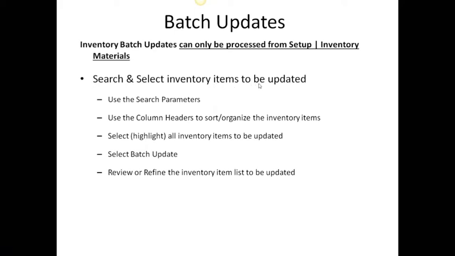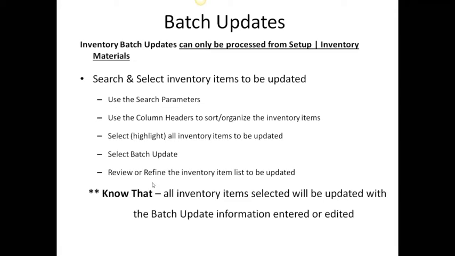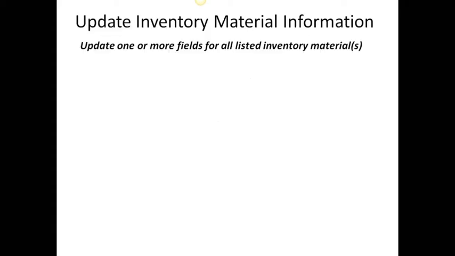Search and select the inventory items that you want to update. Use the parameters, and use the column headers to sort and organize. We've covered all this in some of the other seminars. Select, meaning highlight, all the items that you want to update. Select the batch update. Then you'll have the review or refine your search screen. Know this, everybody: all the items that you select to update are going to be updated with whatever entries or edits you've made. Just let that be known, because that's an area that a lot of people get confused with.